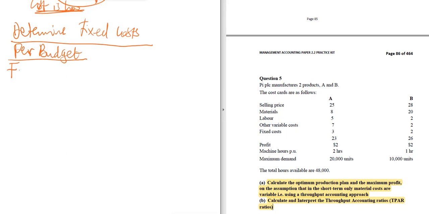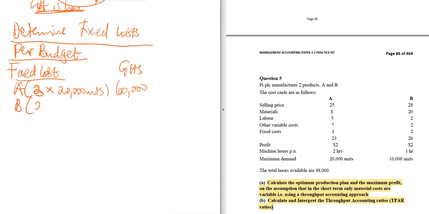And the fixed cost that we have for product A, it was 3 cedis per unit, and we are producing 20,000 units. So that means we have 60,000 Ghana cedis. And then when we come to product B, it's 2 cedis per unit by 10,000 units. So that gives us 20,000. So that gives us 80,000 as our fixed cost.